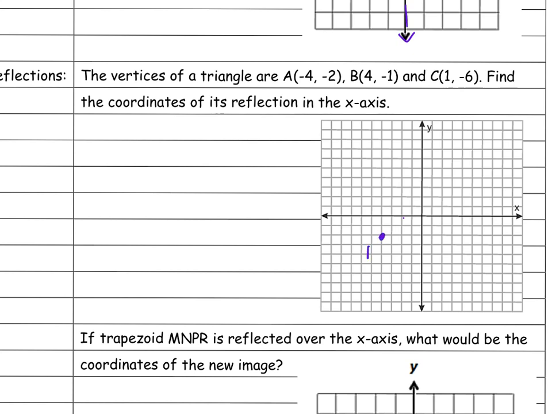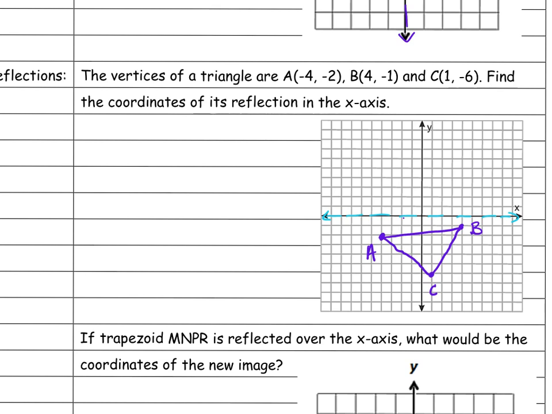There we go. There's A. And B is 4, -1. 2, 3, 4. B. And C is 1, -6. 1, 2, 3, 4, 5, 6. And here's C. So let's make our triangle here. So here's our figure. And we're going to reflect it over the x-axis. So here's my axis. Okay, so we're going to reflect it over that.